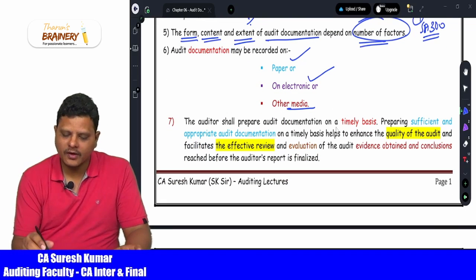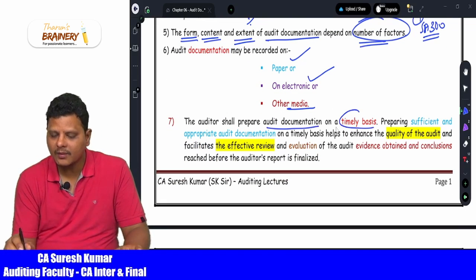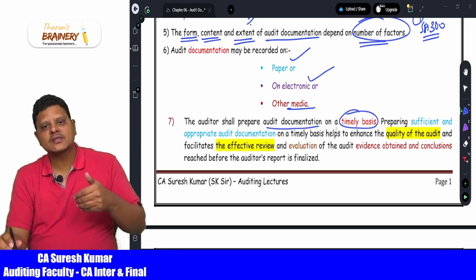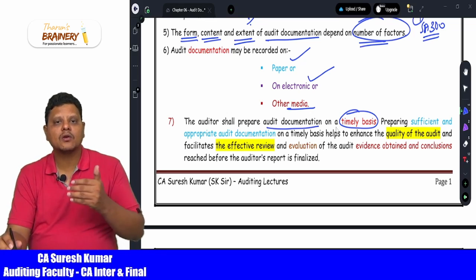Now auditors shall prepare the audit documentation on a timely basis. This is very, very important for examination. So as and when the audit is completed, he needs to prepare the documentation for easy purposes.